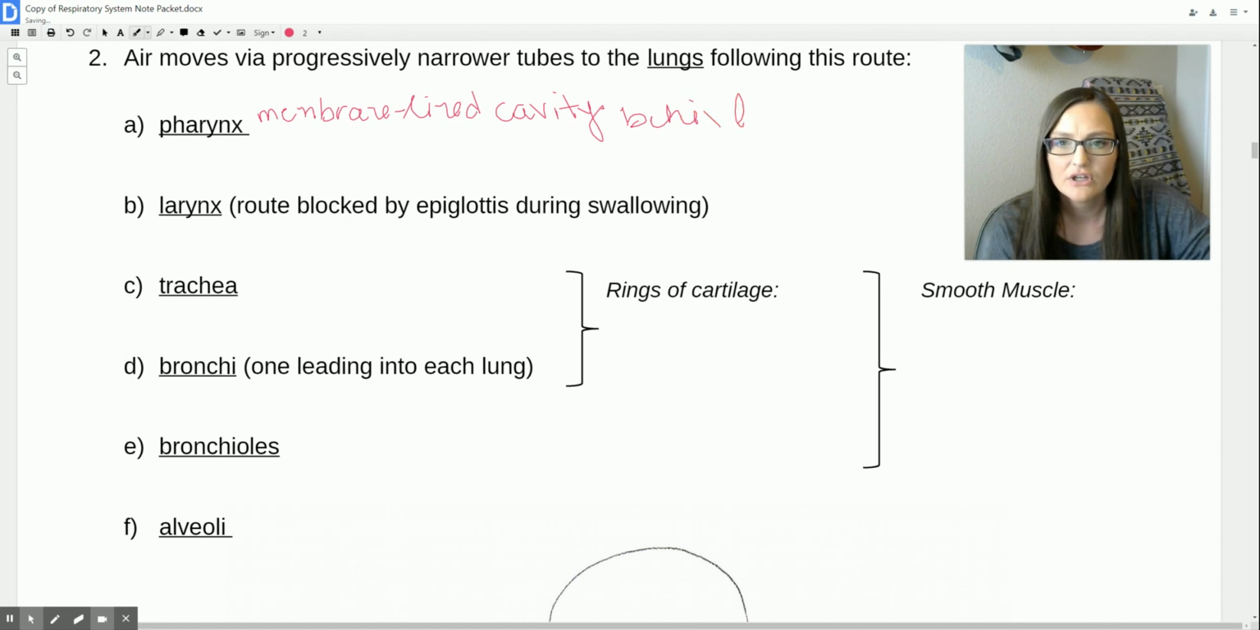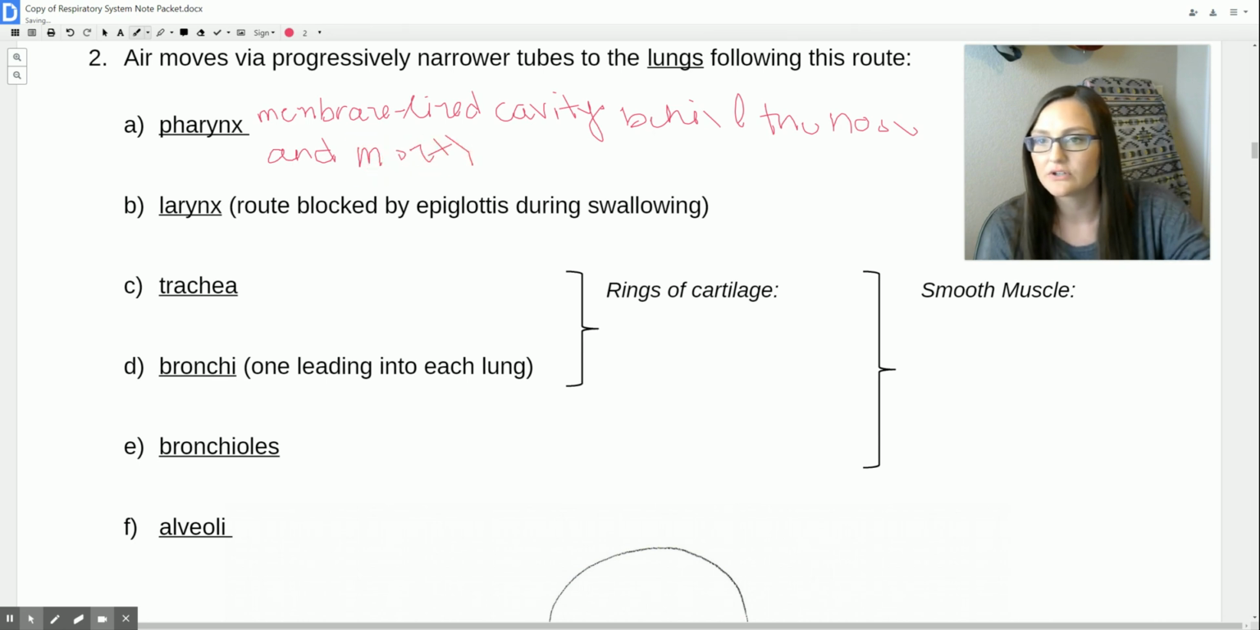Oh, my handwriting is awful. The nose. What is happening? And mouth. Okay, handwriting, you just do you.